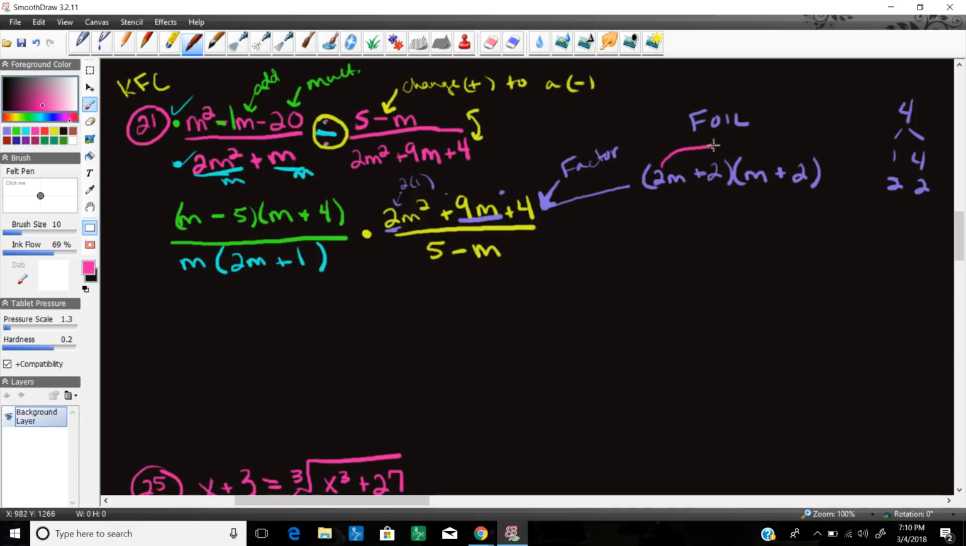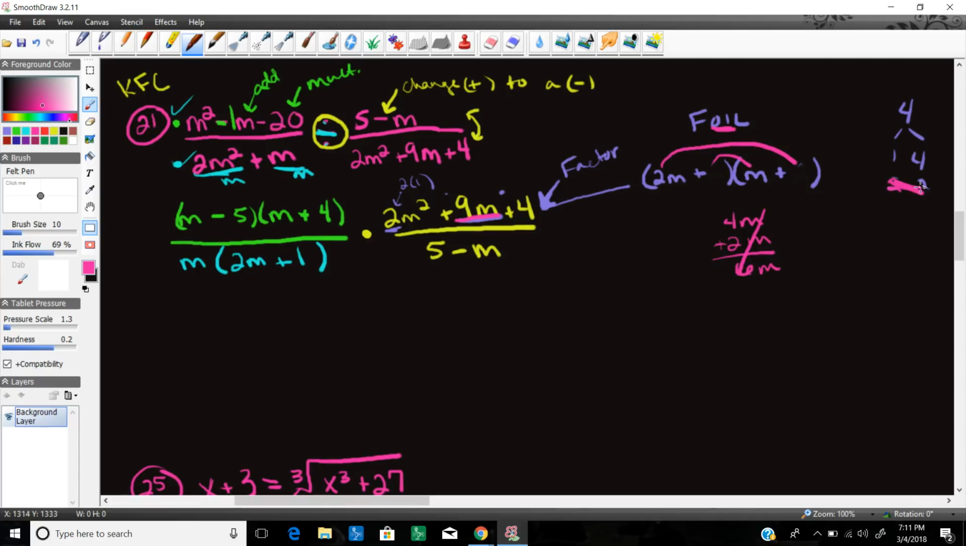If I did the inside and the outside, this right here is what gives me this middle number, okay? So 2m times 2 would give me 4m, and then 2 times m would give me 2m. If I add this, it gives me 6m, which is not equal to 9m. So this one is not going to work, okay? That means I need to change these numbers here. So let's try another pair. 2 and 2 don't work.